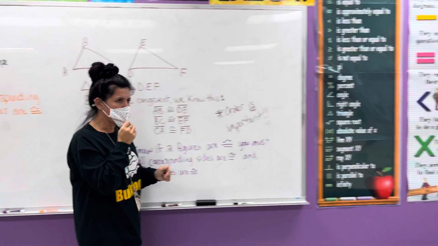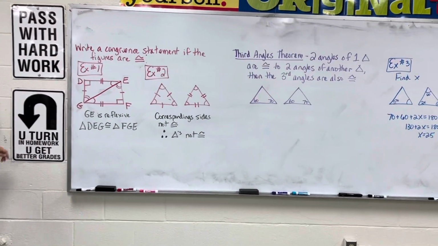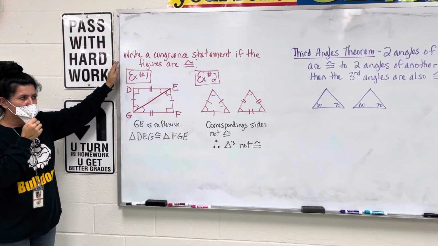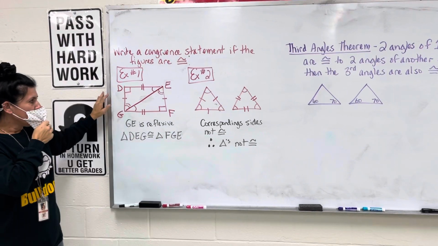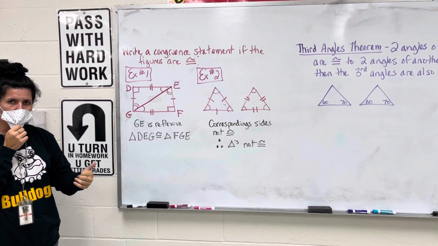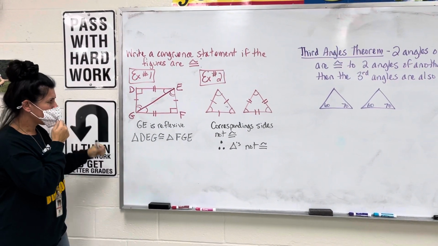Let's look at an example. So we're asked to write a congruent statement if the figures are congruent. So we have to decide if they are congruent in order to write a congruent statement. So in order to show that they're congruent, we need to know all corresponding sides are congruent and all corresponding angles are congruent. Let's look at sides first.